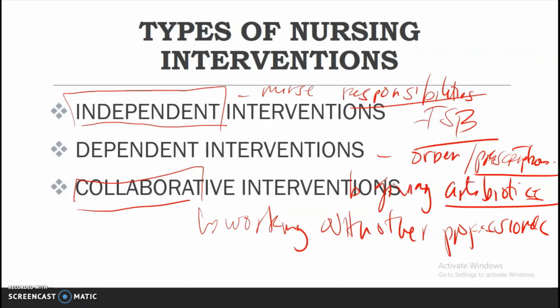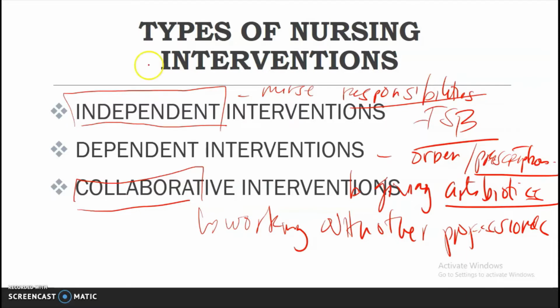Working with other professionals. For example, we will be working with physical therapy for the patient's rehabilitative aspects in terms of motor function. We will be working with respiratory therapists, para sa kanyang respiratory functions. We will be working with doctors if they need to perform a certain procedure that requires assistance from nurses. So collaborative interventions are any interventions that we do working with others.